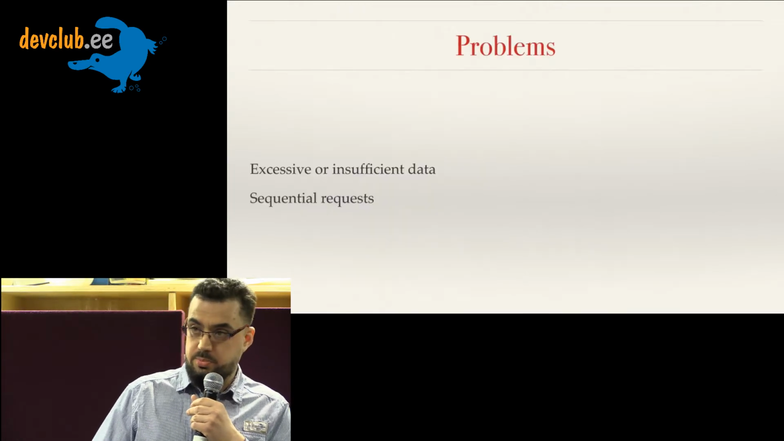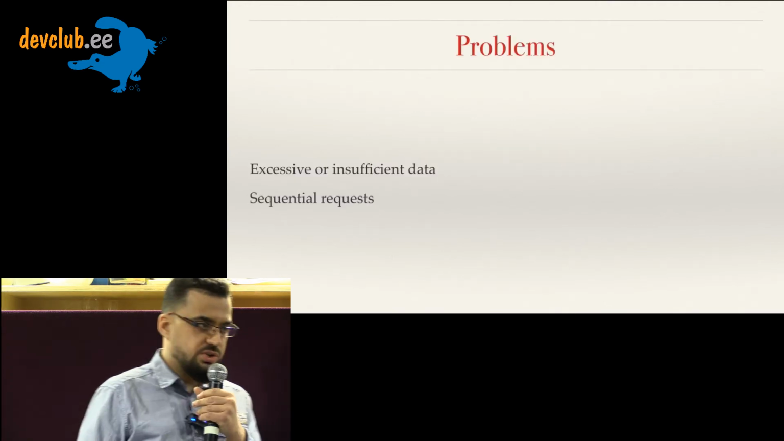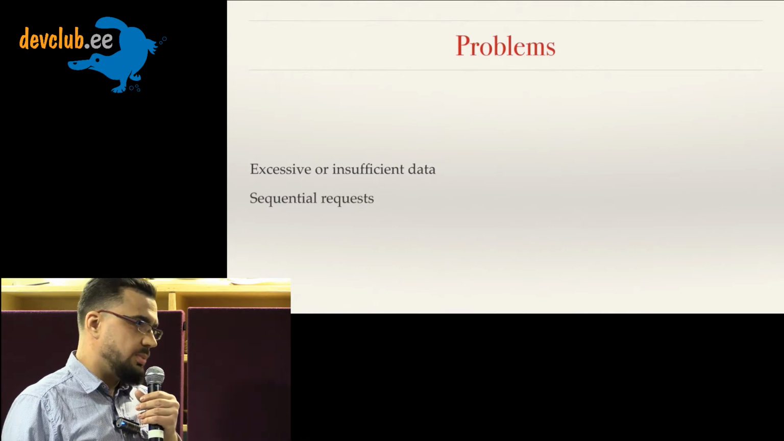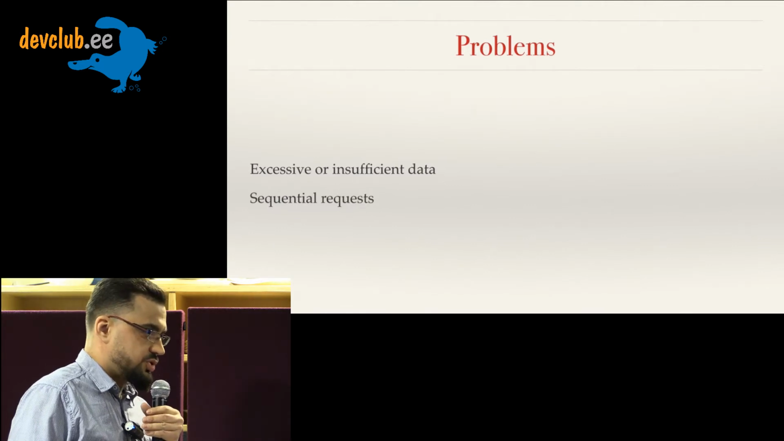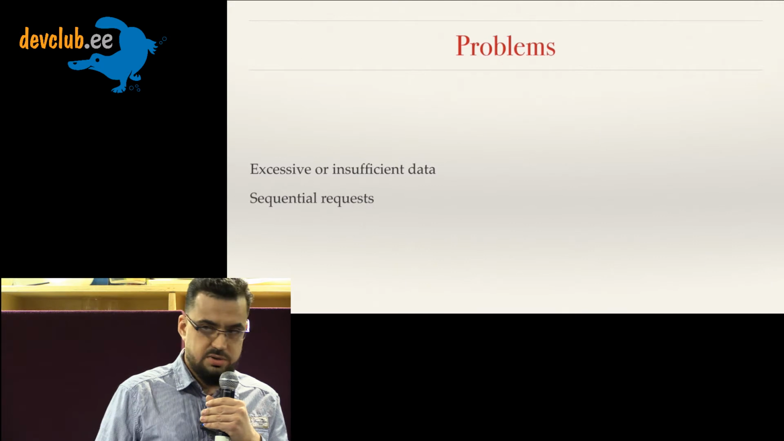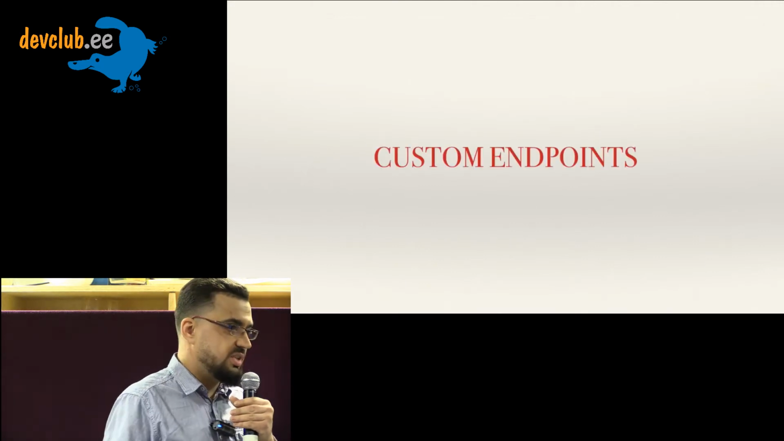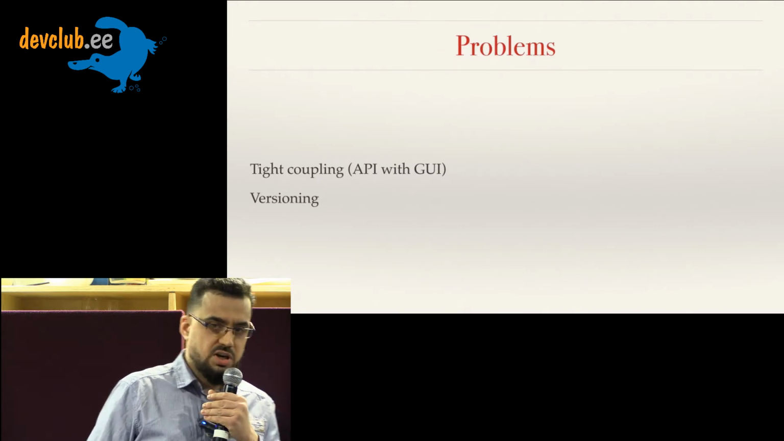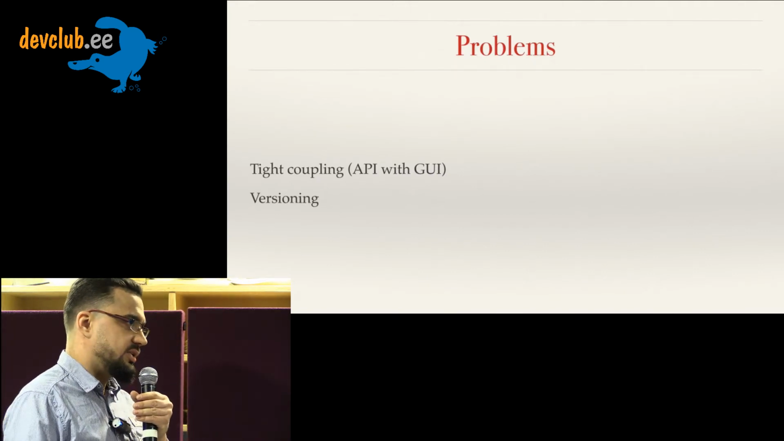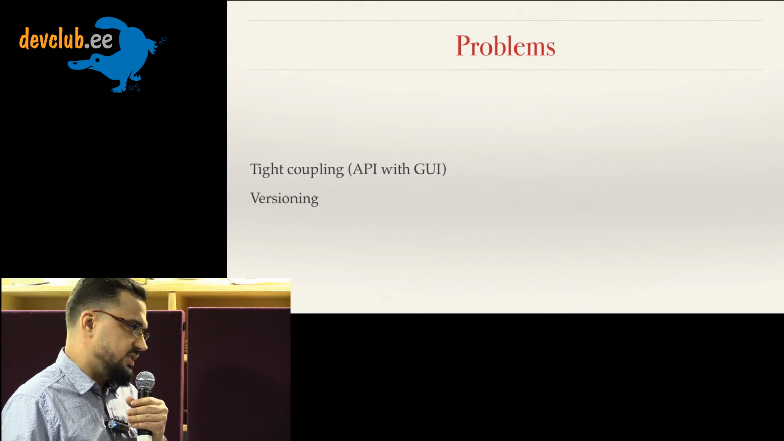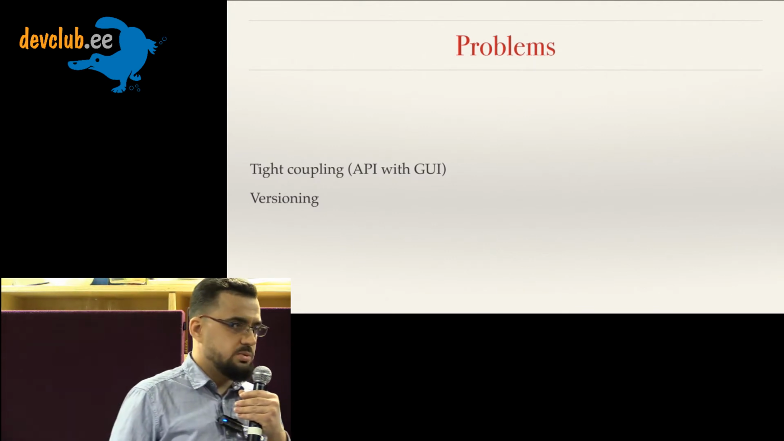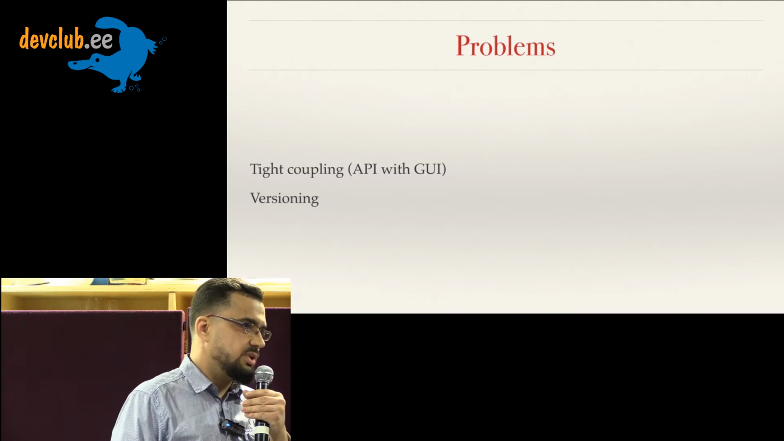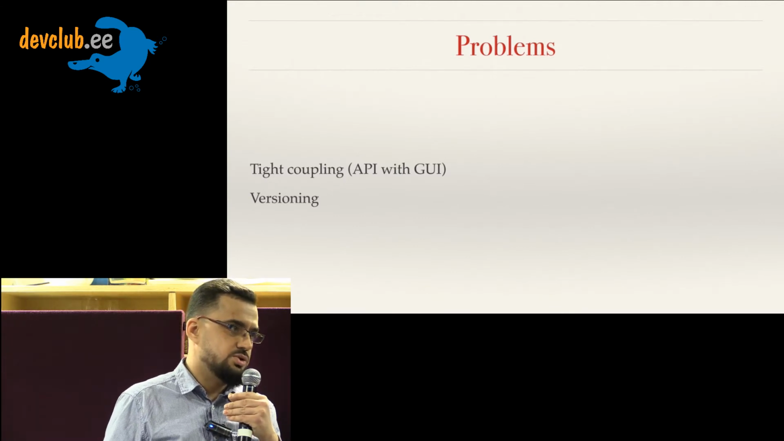So the actual reason of those problems, and how we can fix them. We may create custom endpoints for each screen. But if we do that, then we will have another set of problems. We will couple our API and user interface tightly. This means that every time we want to change something in user interface, we will need to change API also.